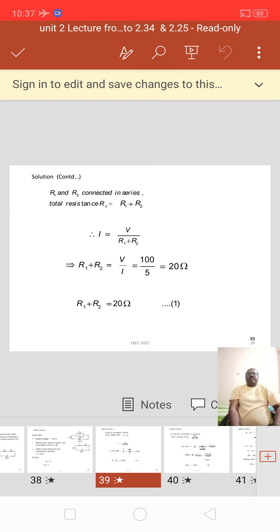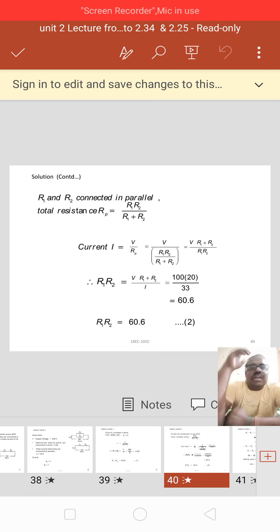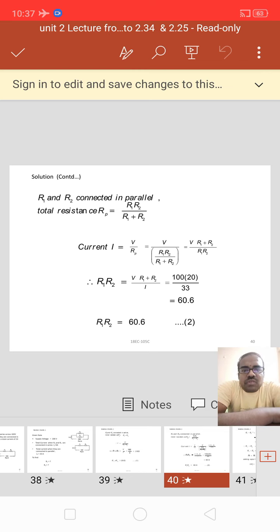So 100 by 5 equal to 20 ohms. R1 plus R2 equal to 20 ohms. And when R1 R2 are connected in parallel, total resistance in parallel equal to R1 R2 by R1 plus R2. So current I equal to V by R, equal to V by R1 R2 by R1 plus R2, so V into R1 plus R2 by R1 R2. So R1 R2 equal to V into R1 plus R2 by I.